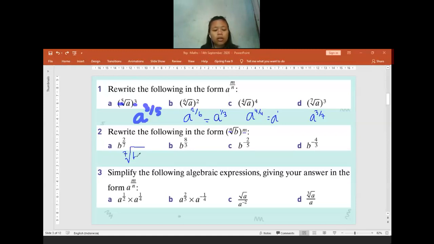Okay. Is there anyone having any question? No, teacher. No? Okay. If no question, for question B, how do we write it in the root form? Yeah, cube root of b. So cube root of b and then to the power of 8.